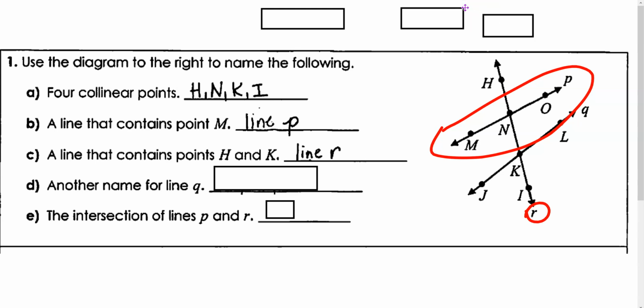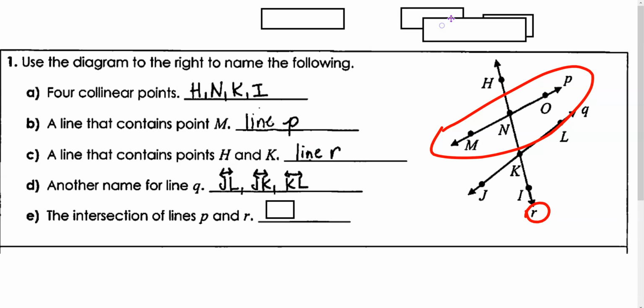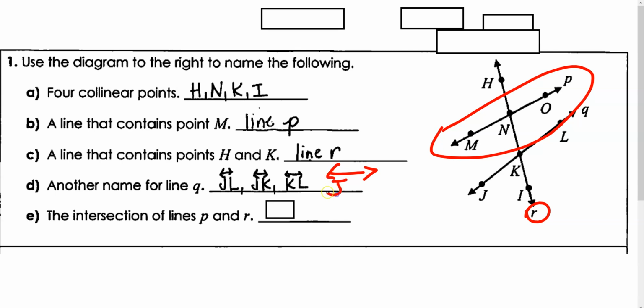Another name for line Q. Well, line Q could be line JK, JL, KJ, LK, LJ. Lots of different options. You can use the 3 letters. Does not just have to be 2. There's many more answers than what's listed here. J, K, L. All right, the intersection of lines P and R. Well, if we look at P and we look at R, here's P, here's line R. Notice they meet right here at point N. So that'll be point N.